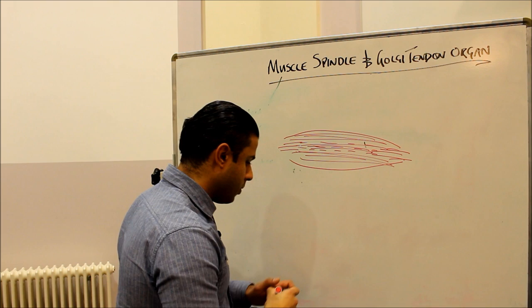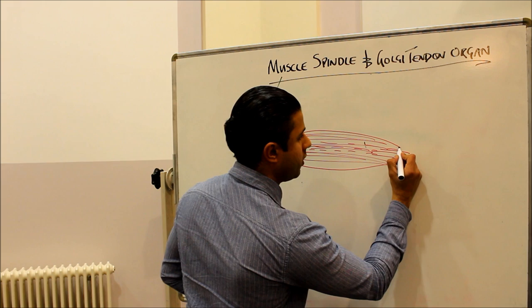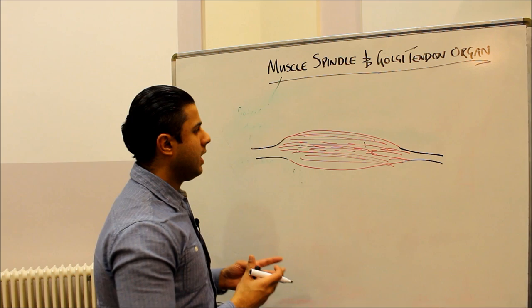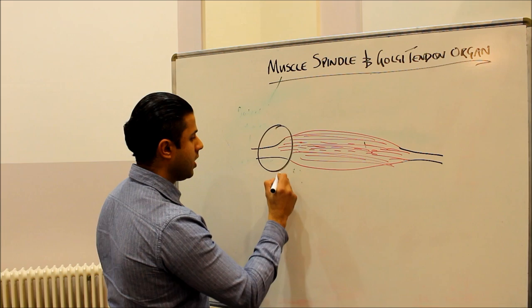Now, we're also going to have the muscle attached to a tendon. And the tendon then in turn attaches to the bone. So the tendon consists of connective tissue, okay? And it also contains within this muscle-tendon complex, we have the GTO, the Golgi tendon organ.